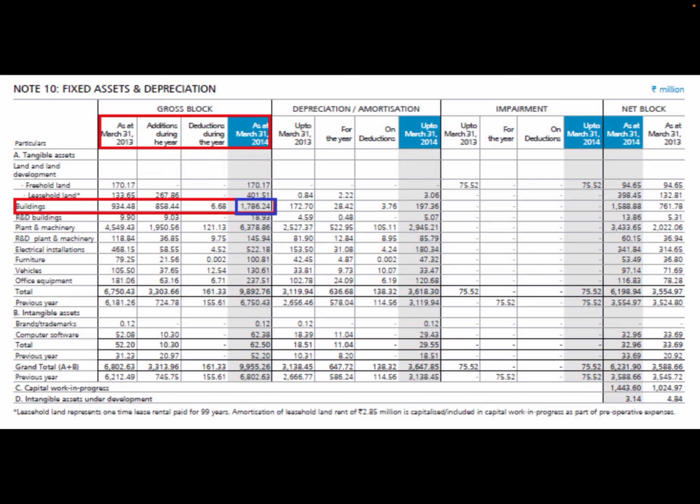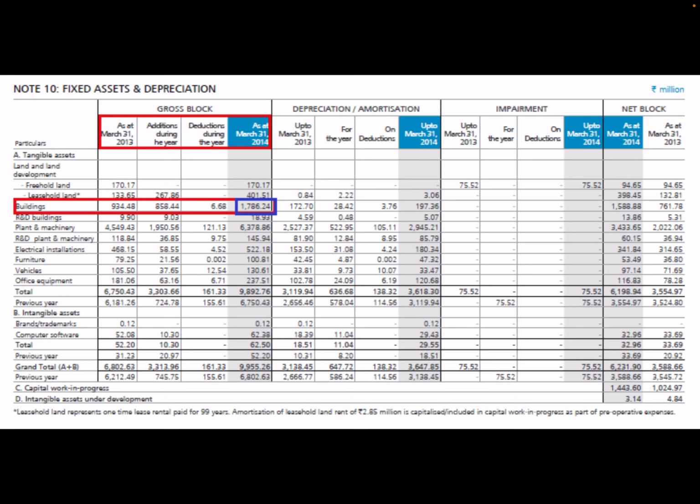So 93.4 plus 85.8 minus 0.668. So that comes out to be 178.5 crore. You can notice this number is highlighted in blue in this image. Do remember, this is the gross block of building. One needs to deduct the accumulated depreciation from the gross block to arrive at the net block.